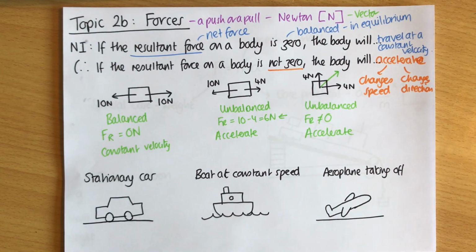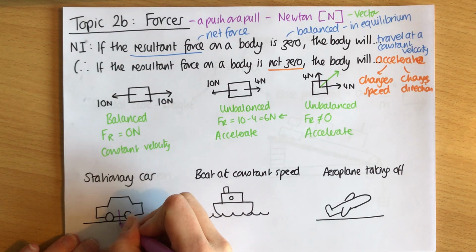So here are three really common examples, and I've chosen these to try and demonstrate the different names for forces that we use. So if we've got a stationary car, now if the car is stationary, it means it's travelling at a constant velocity of 0. So the forces on it must be balanced. If it's stationary, the engine isn't on, so there isn't a force pushing it forward, therefore there's no force pushing it backwards. So there's just two forces acting.